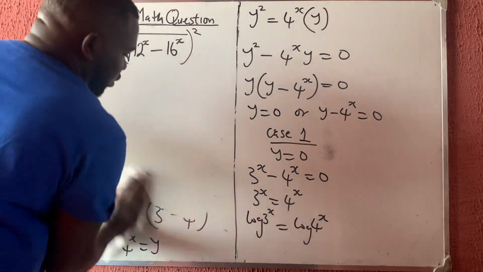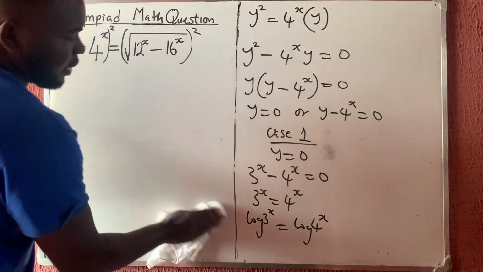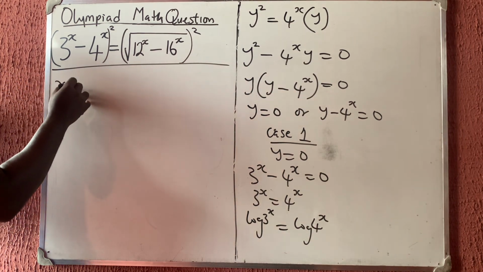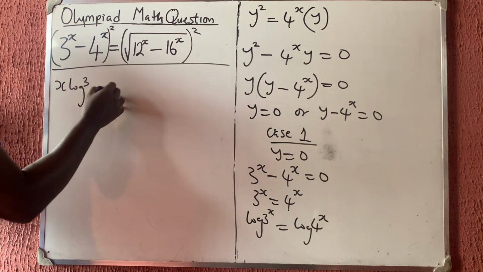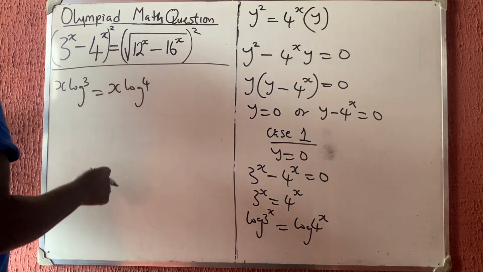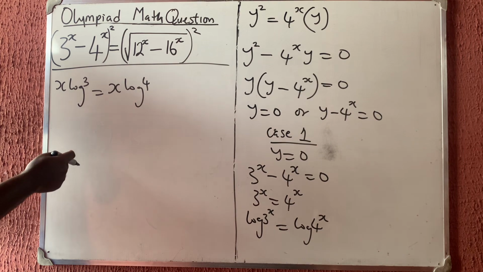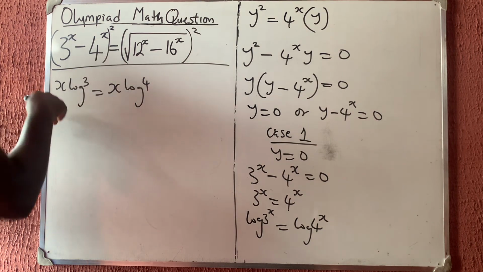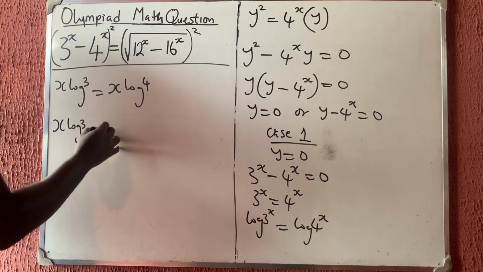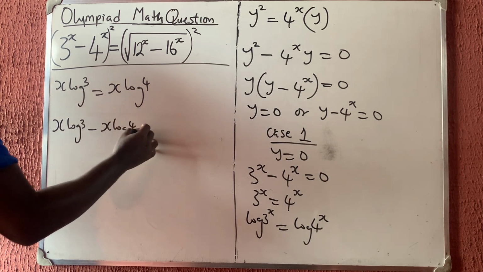So, according to the law of logarithm, the x can go to the back. I'm going to be having x log 3 is equal to x log 4. Now, what do we do? Let me bring this one to this side. I'm going to have that x log 3 minus x log 4 is equal to 0.